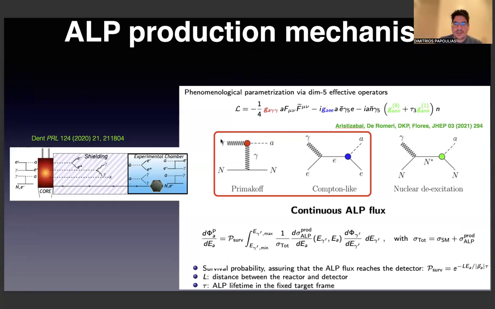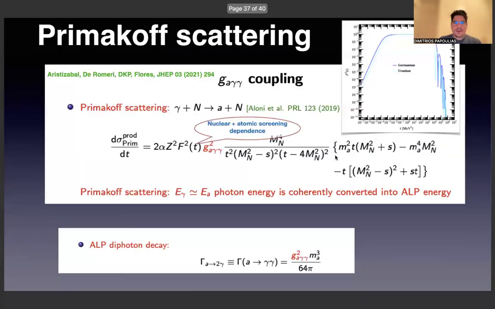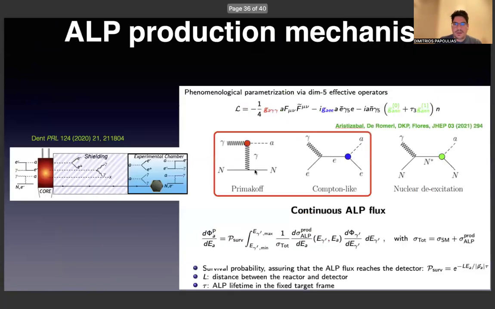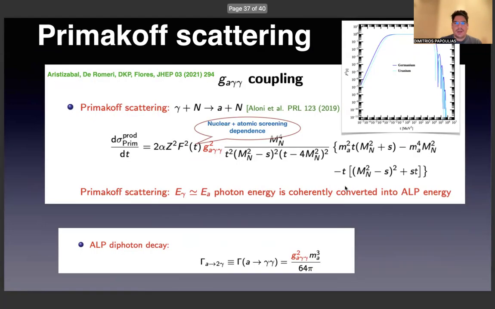Of course, this interaction will proceed through a Primakoff channel for the case of ALP photon couplings, or through a Compton-like channel for the case of ALP electron couplings. So these ALPs, after they are produced at the reactor core, travel all the way to reach the detector, which in principle is a neutrino detector, but they can interact with the target material of these detectors through the inverse processes, so through the inverse Primakoff and inverse Compton channel.